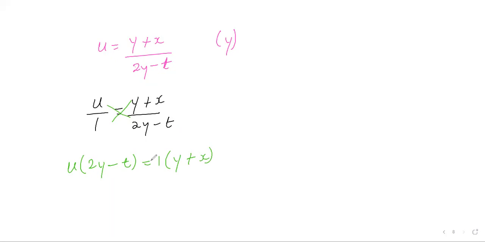Now, the idea is the same. Because I have y on the left-hand side and on the right, I'm going to expand the bracket. So how do I remove the brackets? u times 2y will give me 2uy. Follow me, everybody. u times negative t will give me minus ut, equals 1 times y will give me y. Then 1 times x will give me positive x. Are we clear so far?